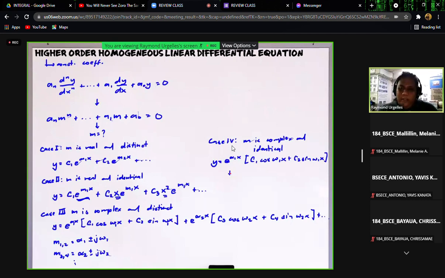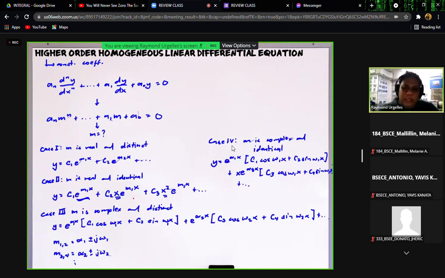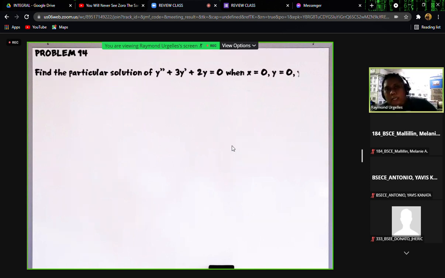Then plus, for the second one, we need to multiply by x. So we have x e to the alpha 1 x, since it should be the same root, times C3 cosine of omega 1 x plus C4 sine of omega 1 x, and so on. So whenever there is a repeated root, don't forget to multiply by powers of x, so that our terms don't repeat. Those are what we need to remember for higher order homogeneous linear differential equations with constant coefficients. Let's try an example.